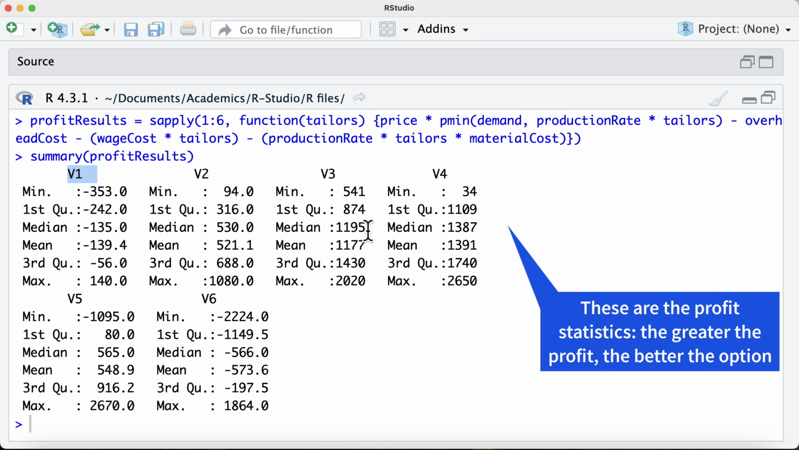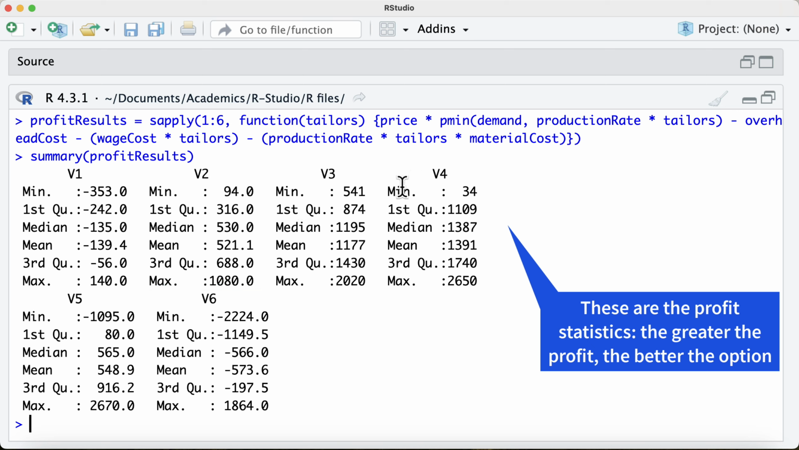We have to make a decision how many tailors we want to work with. If we look at the first tailor, as you can see, the maximum value is very low, that's only 140, and the minimum value is also very low, which means we can safely exclude the 1 tailor option. The second option has a maximum of 1080, but in the case of 3 tailors, the maximum value is almost double this one, which means we can also exclude the 2 tailor option and choose the 3 tailors option.